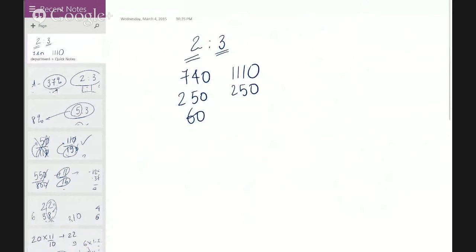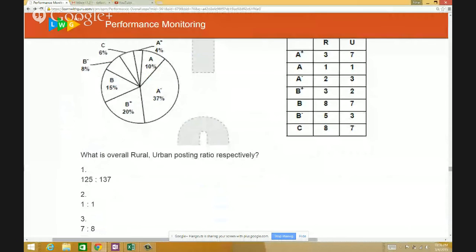3 is to 7, right? 3 parts is going to be 60, and 7 parts is going to be 140. Okay, that's what A is to B is like. Then you have B plus 3 is to 2. 3 is to 2 again. 5 parts is going to be same as A is to B.